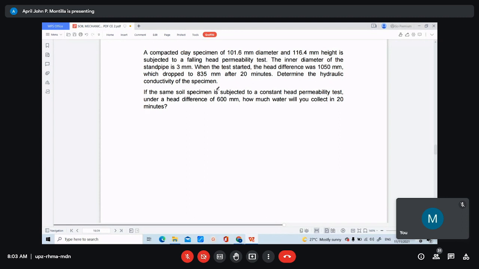Meron dalawang method na nabanggit. Let's list down yung mga parameters involved in each test. Under falling head test, meron tayong soil sample having a diameter of 101.6 millimeters. Meron siyang height, which is 116.4 mm. With that data, malalaman na natin na cylindrical yung soil sample. Tama? The inner diameter of pipe is also given, 3 millimeters.